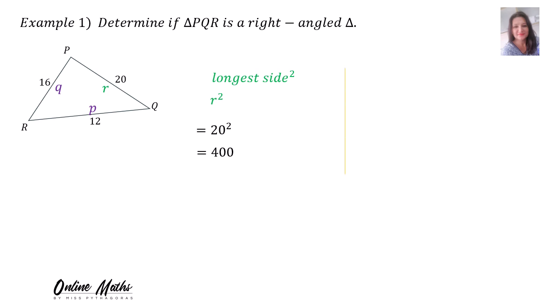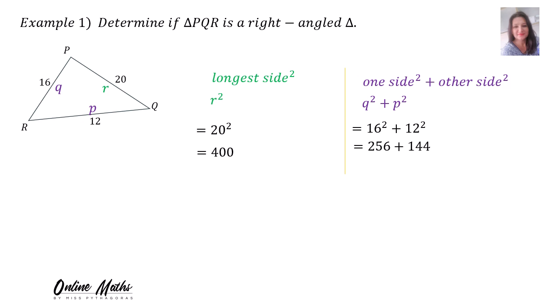Then you draw a line to split the two sides, and then you do one side squared plus the other side squared. In fact, it is q squared plus p squared. And you say q was 16 squared plus p is 12 squared. 16 squared means 16 times 16, which is 256, plus 12 squared is 12 times 12, which is 144. And if you add those two, you end with 400.